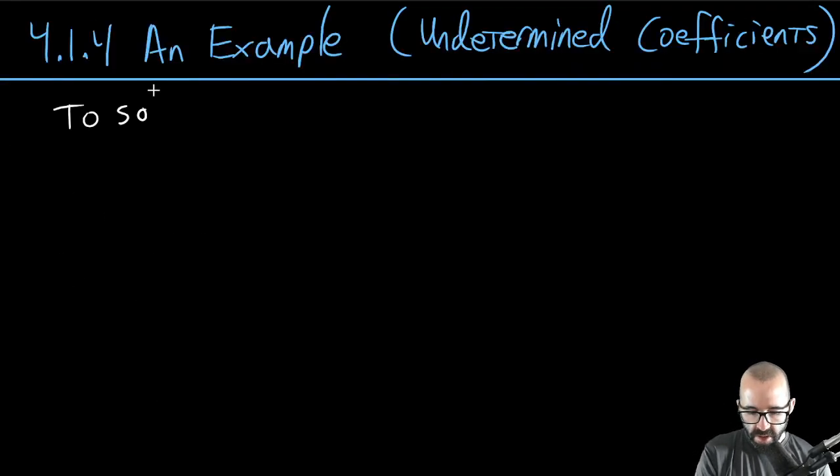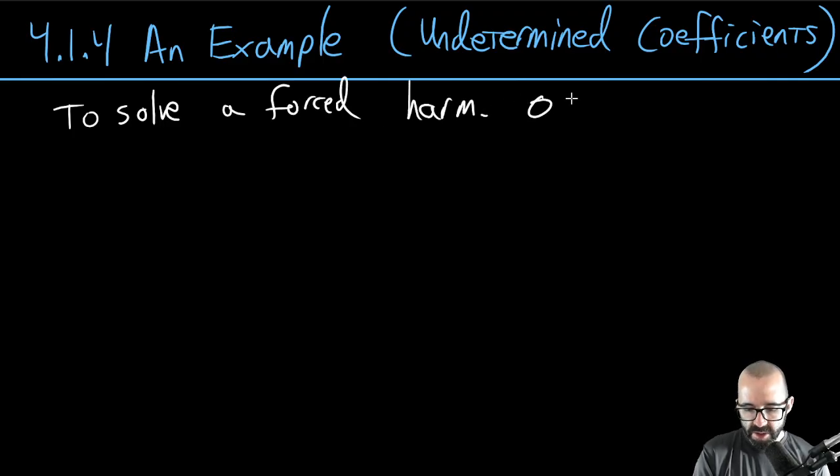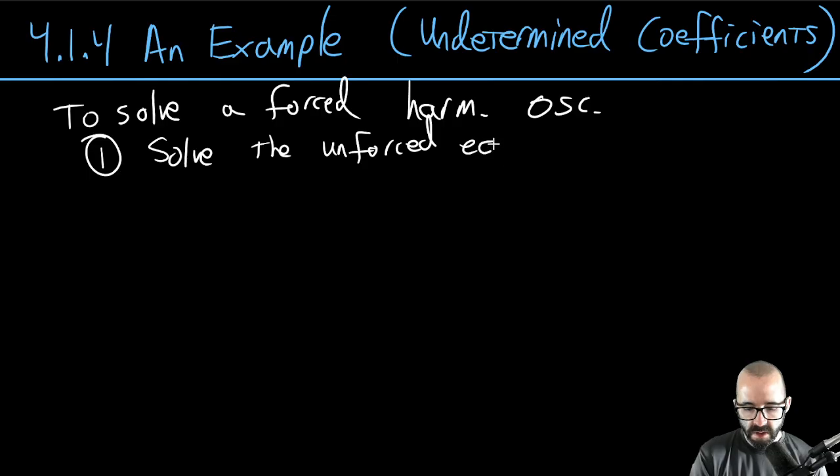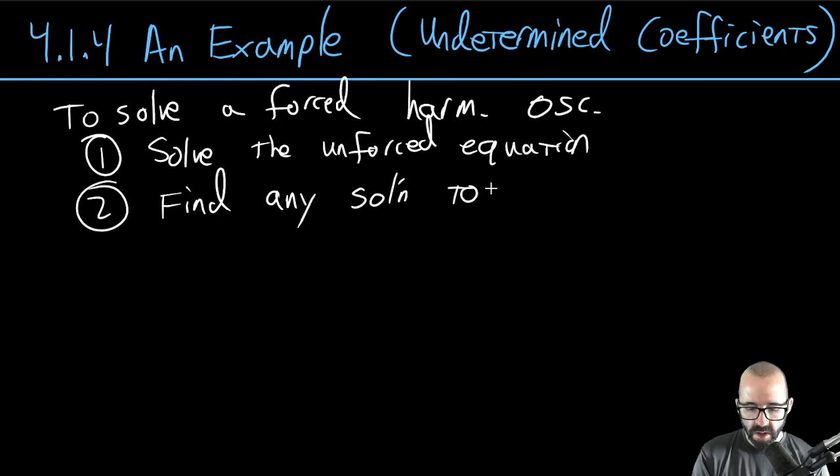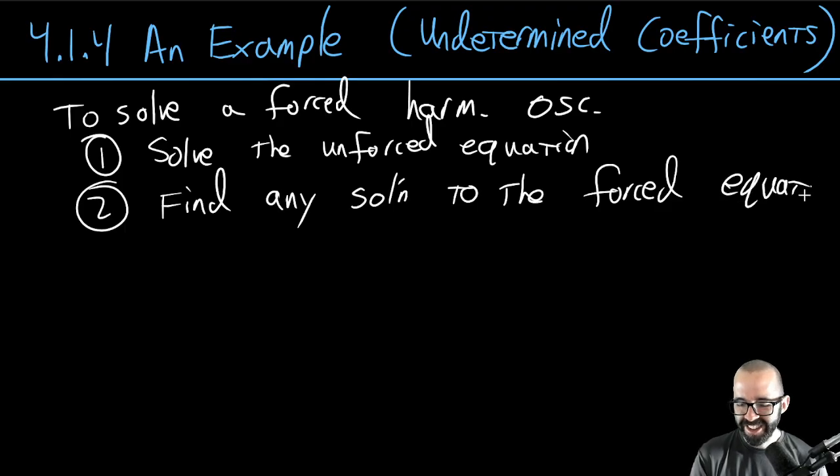So to solve a forced harmonic oscillator, let's write those steps down. You're going to solve the unforced equation, get the general solution. You're then going to find any particular solution to the forced equation, which sounds really easy, right? You have to find every solution to the unforced equation, but that's actually pretty easy. But then finding any solution to the forced equation actually can be hard.